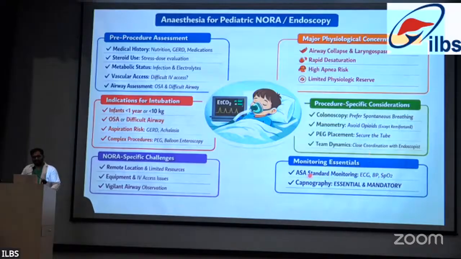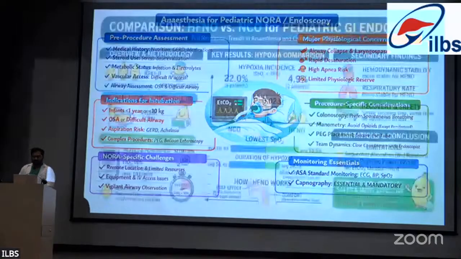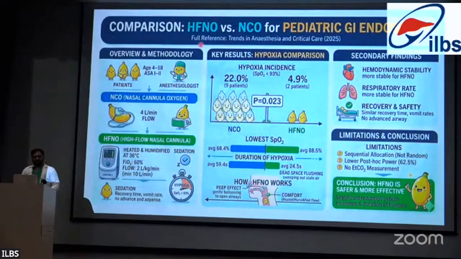The ASA standard monitor should be used for pediatric patients, and capnography is going to be essential and mandatory in these patients. Since these patients have very low FRC and high risk of desaturation, we can use high flow nasal cannula for pediatric GI endoscopy.